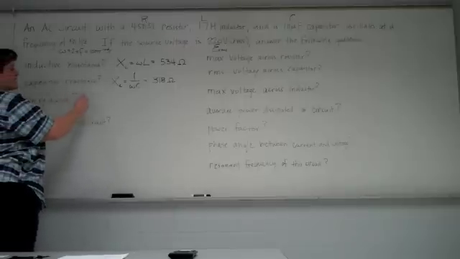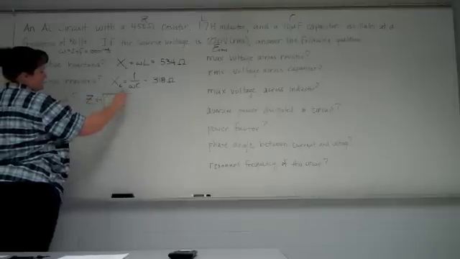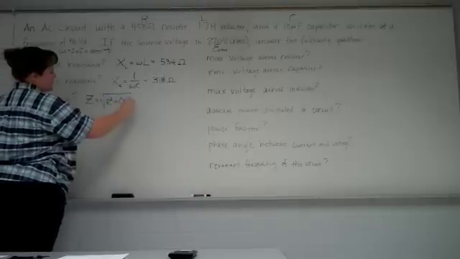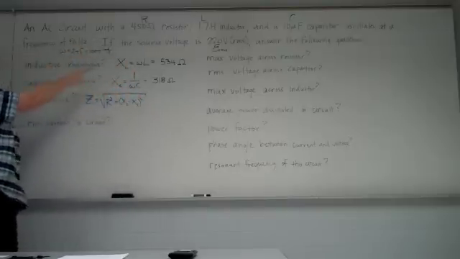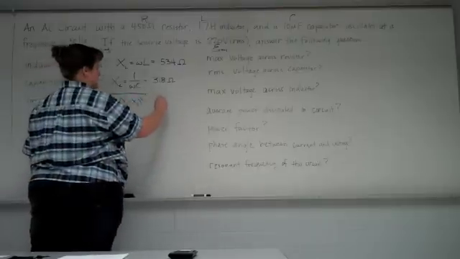Impedance, you can think of as the overall resistance of the circuit. That's Z. It's equal to the square root of R squared plus the quantity of XL minus XC squared. So using R, XL, and XC, we find that Z is 499 ohms.